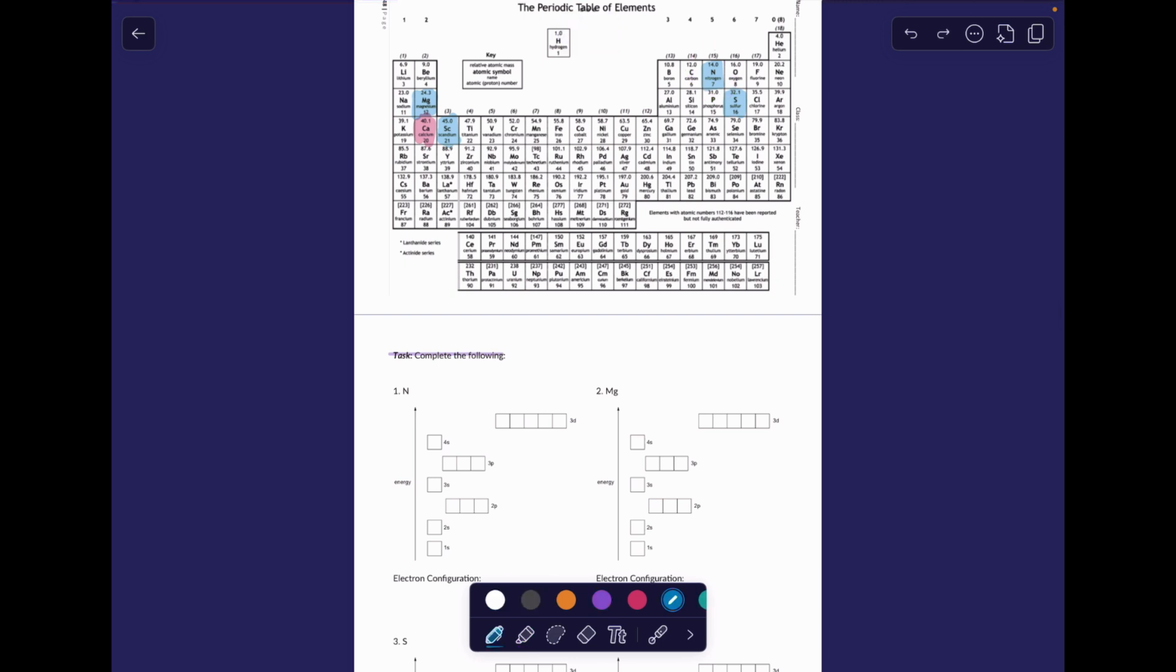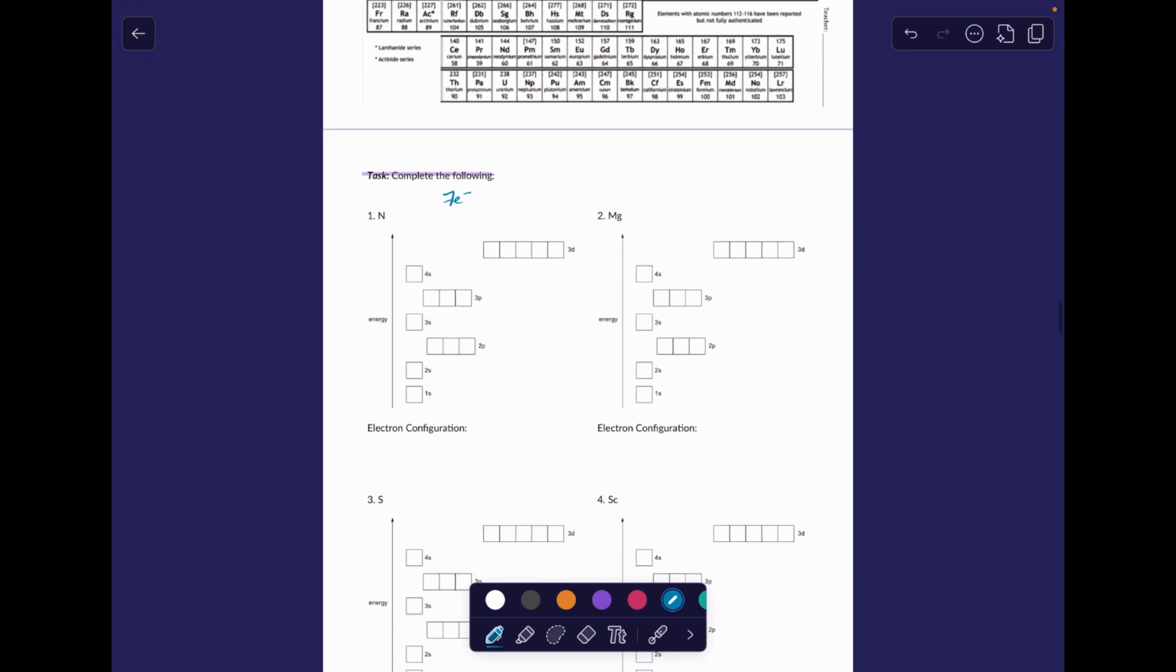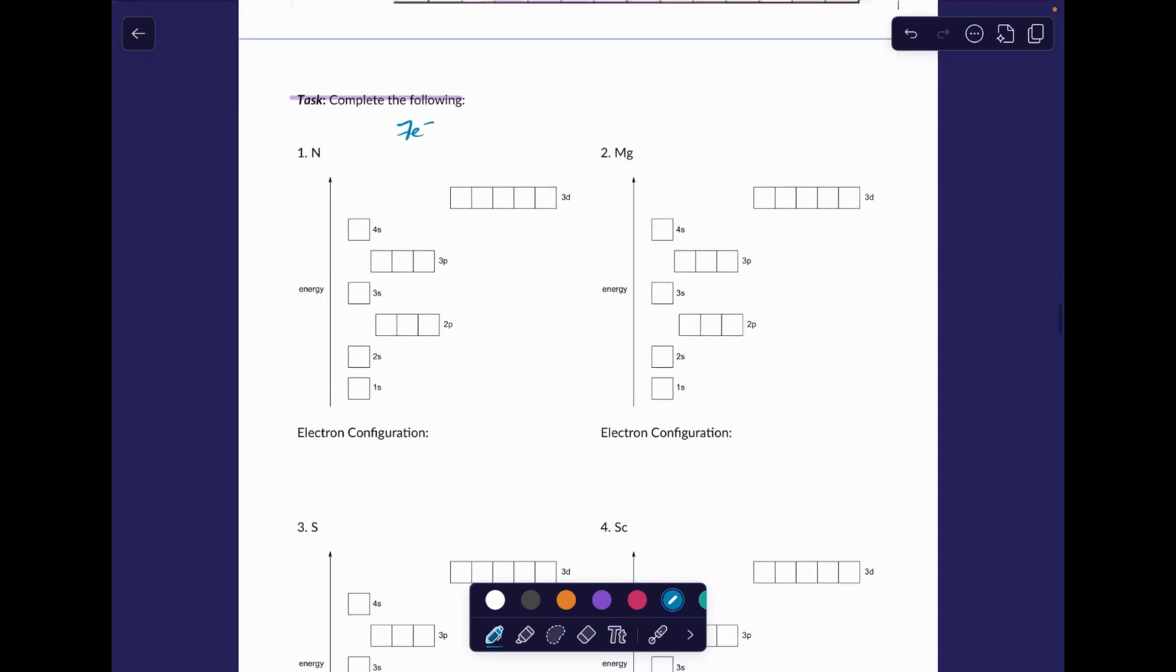Easy way to do this is I would write the number of electrons that you've got to play with there. 7 electrons. Now, just like before, we're going to start from the bottom. We're going to work our way up. And we're not allowed to fill them doubly until we fill them singly. So we've got 7 electrons. Let's have a go at this. So we've got 1s, 1, 2, 3, 4, 5, 6, 7, and then we stop.